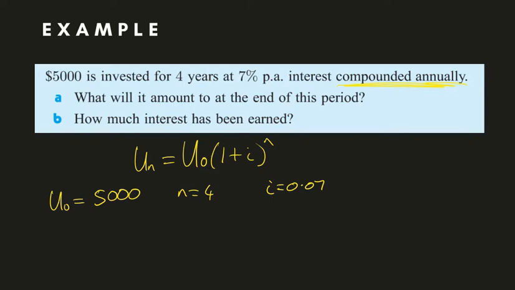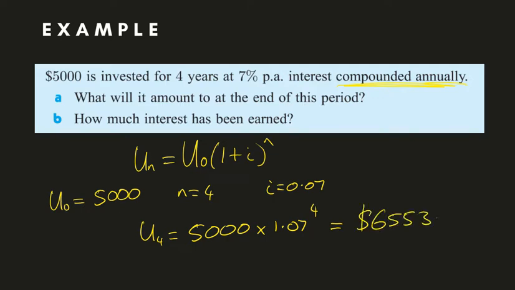So all we've got to do is set this up. How much is going to be there at the end of the period? So U4 is going to be 5,000 multiplied by 1.07 to the power of 4. Can you see how those numbers have just fitted into that formula really nicely? And if we work that out, we are going to have 6553.98. We want to round to 2 decimal places because we're dealing with money here, dollars and cents.